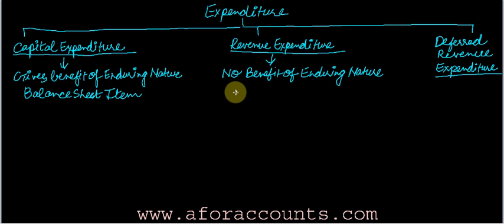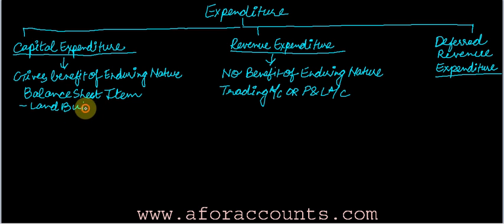And revenue expenditure is a trading account or a profit and loss account item. I will give you an example. If you have spent some money to acquire a fixed asset, say land or building, you will place it in the assets column of your balance sheet. It is a capital expenditure.